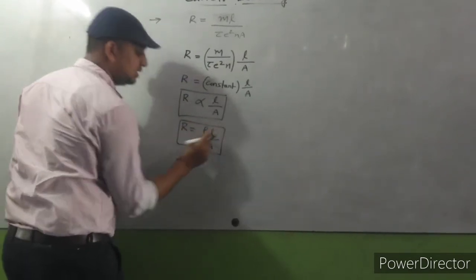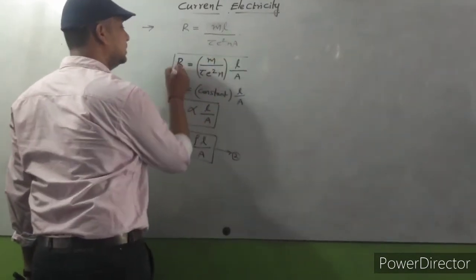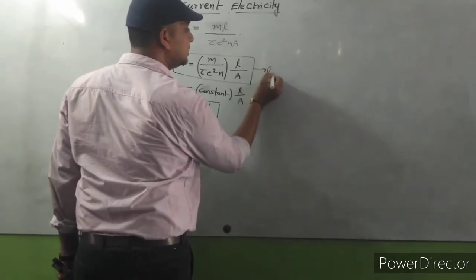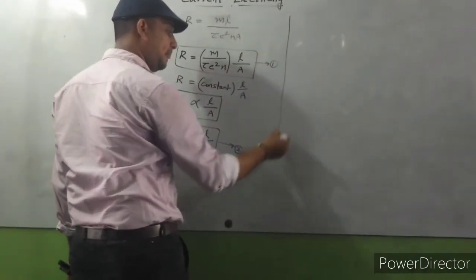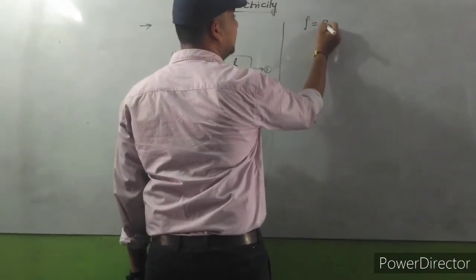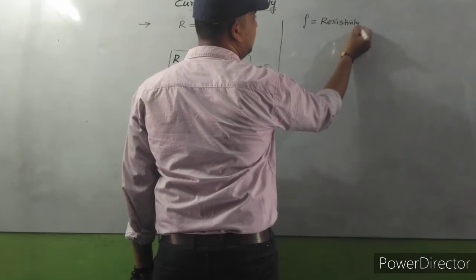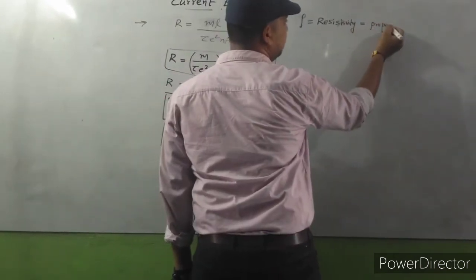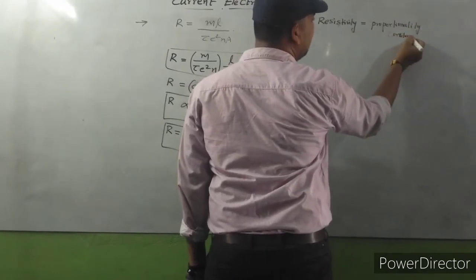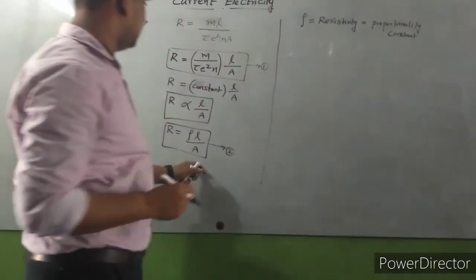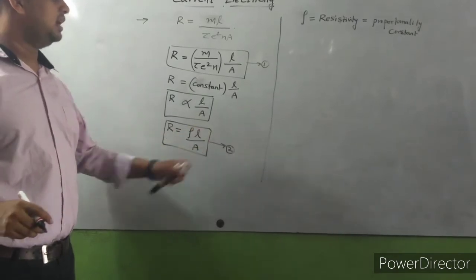So this proportionality constant we can take as rho. This is equation 2, and the earlier one I consider equation 1. Compare equation 1 and 2. What is the constant value here? Here rho is nothing but resistivity, and this is the proportionality constant. Rho is the proportionality constant here. So R is equal to rho L by A.